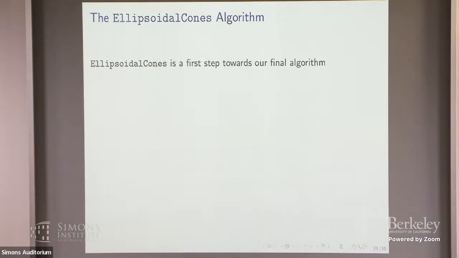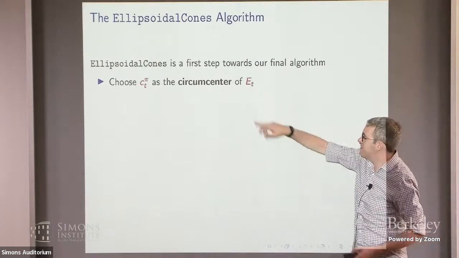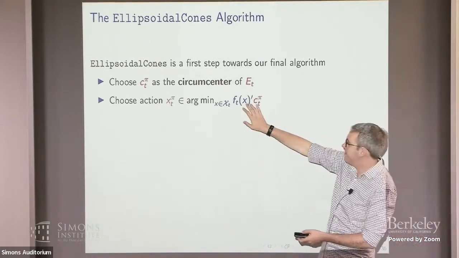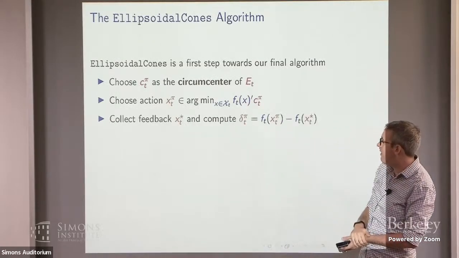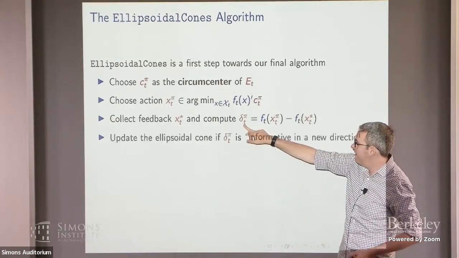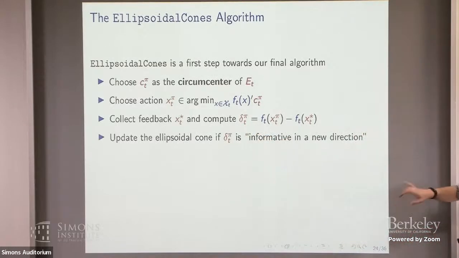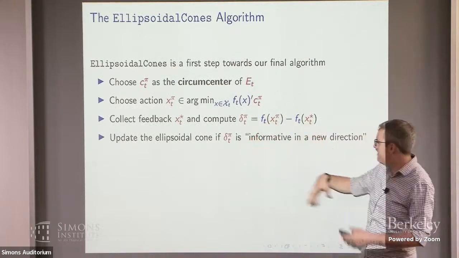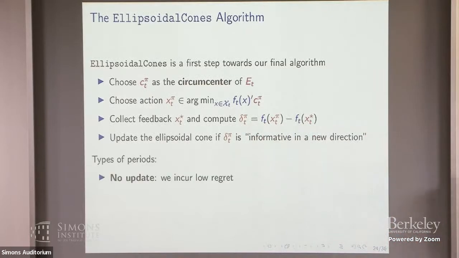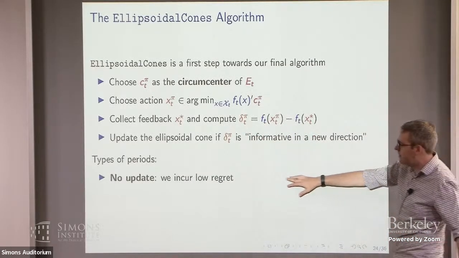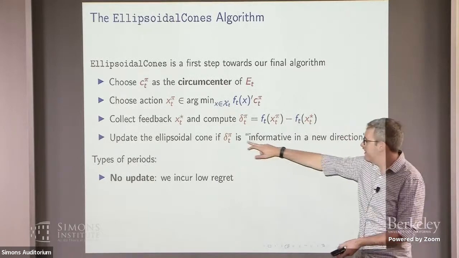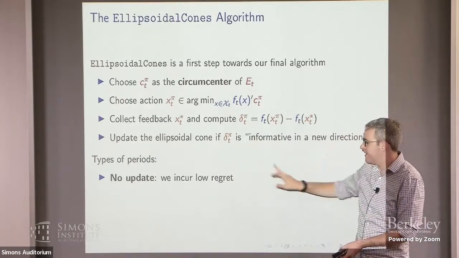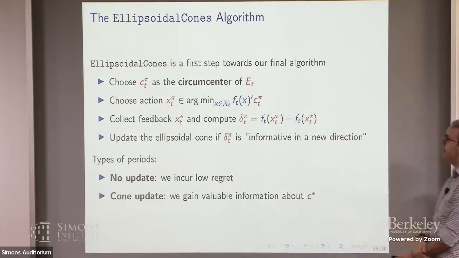How am I doing on time? Okay, good. So the basic algorithm is: you have an uncertainty set, which is an ellipsoidal cone. You choose a proxy cost based on it. Then you choose an action based on this proxy cost. And then you collect the feedback. And now we do something a little bit delicate here, which is you update this cone only if this difference in actions is sufficiently informative in a new direction. So you're going to have two types of periods here. You have low regret periods when this is not very informative, I just take the regret. And when this is very informative, I update and I gain information.